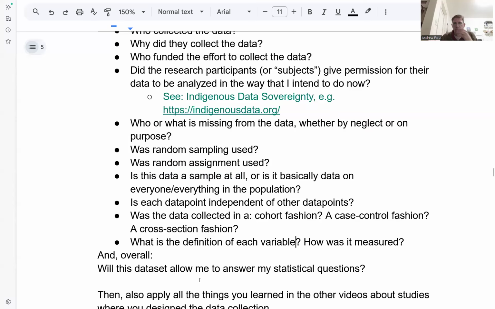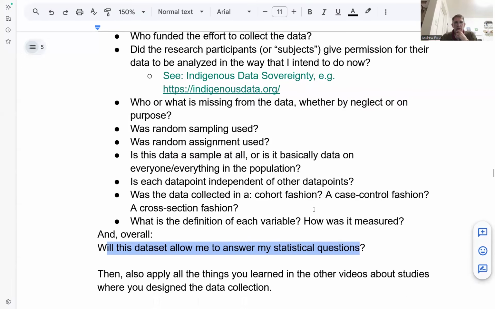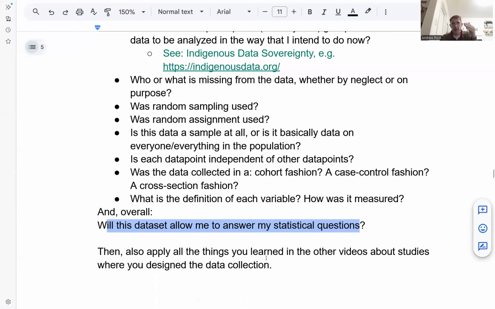So basically, the overall question is, will this data set allow me to answer my statistical questions using all of this statistical thinking? And then once you've thought through all that, apply all the things you learned in the other videos about studies where you design the data collection yourself.